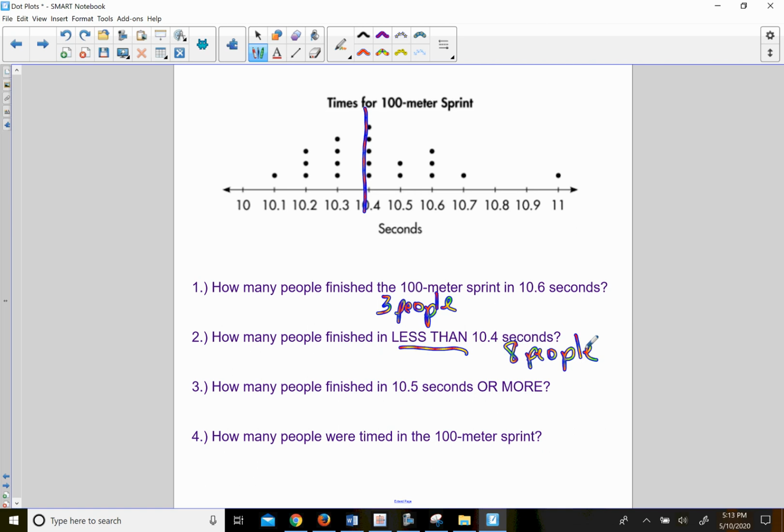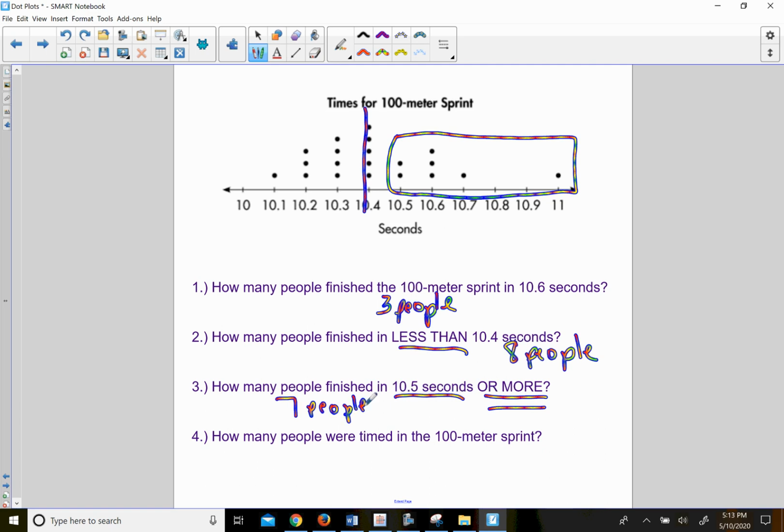So number 3, how many people finished in 10.5 seconds or more? So this time I want this number or more than that. So they took longer. So I want 10 and 5/10 and everything more. So I want all the stuff inside this rectangle. So 1, 2, 3, 4, 5, 6, 7 people. 7 people took 10.5 seconds or longer.